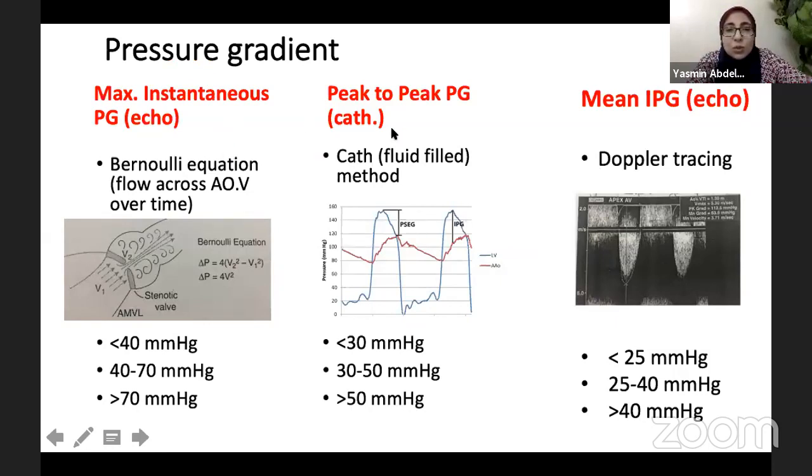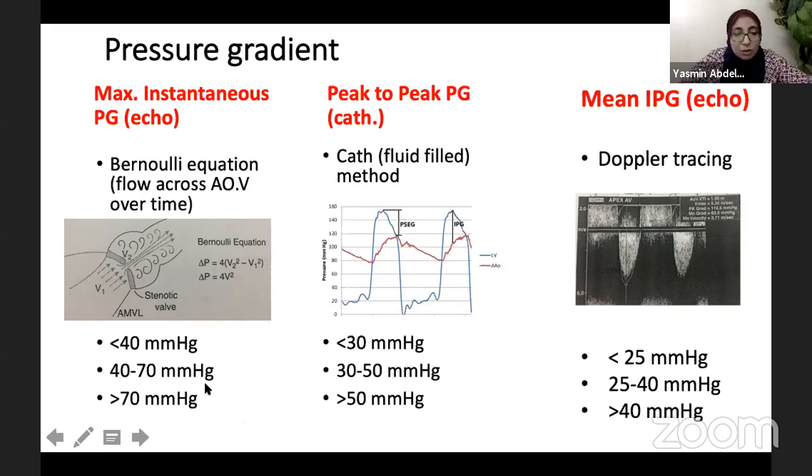And here I wanted only to show you that there are different ways to assess the peak pressure gradient. The measurement of the pressure gradient by echocardiography, which is called the instantaneous pressure gradient using the Bernoulli equation, depends on the velocity across the valve, and it overestimates by 10 to 20% the pressure gradient taken with sedation inside the cath lab, which is called the peak-to-peak pressure gradient. And the mean pressure gradient usually shows us the pressure gradient in relation to time. So you must be aware of these three different measurements of pressure gradient in order to be able to precisely classify your patient as mild, moderate, or severe.